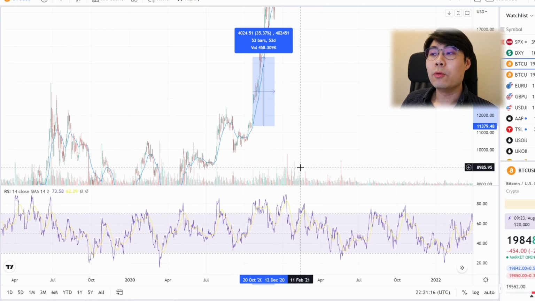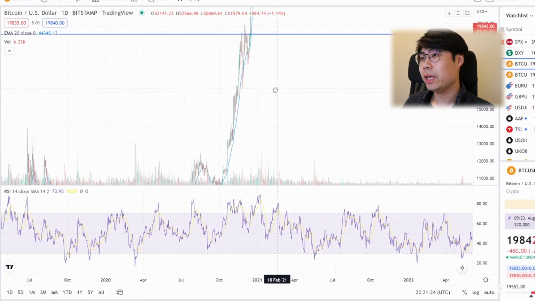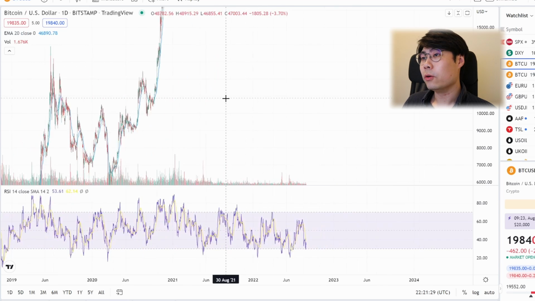And another thing that you want to note, that over here, even if the seller started selling at this point, they would still have lost money, right? Bitcoin still kept going up, and in fact it went up like 10x from this point.